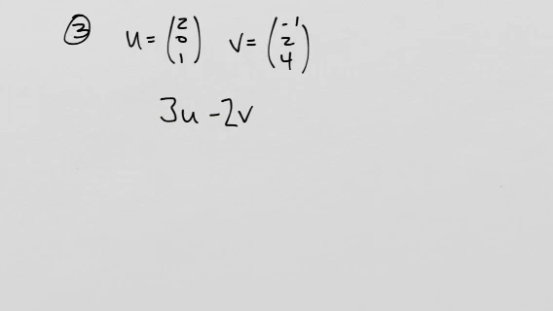Question 3, fairly simple. 3 times the first vector minus 2 times the second vector.